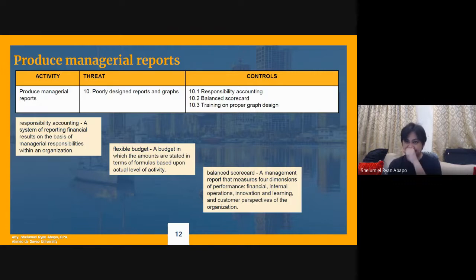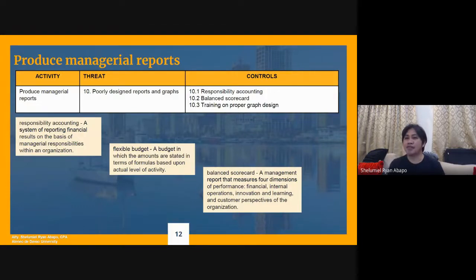If you say production of managerial reports, it's not simply financial data. It could also include graphs. It could also include charts that would easily show the financial data in a form that can easily be appreciated by the management, that can easily be digested and understood. Okay?